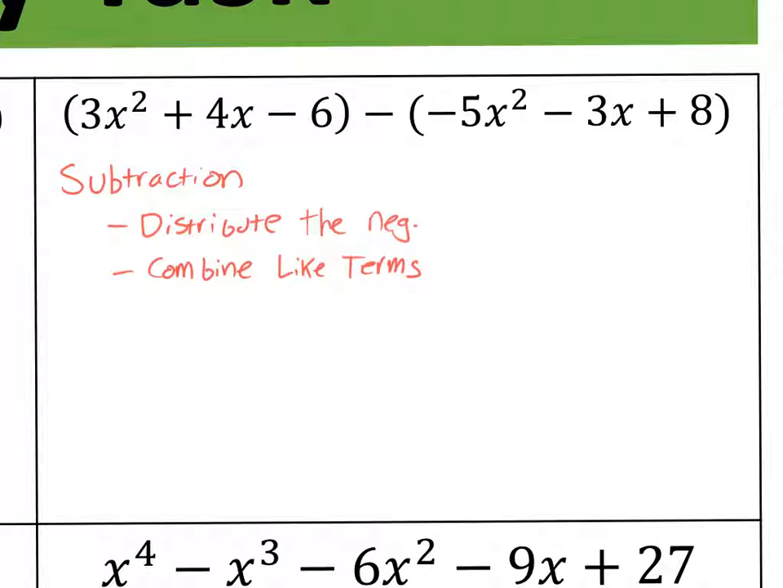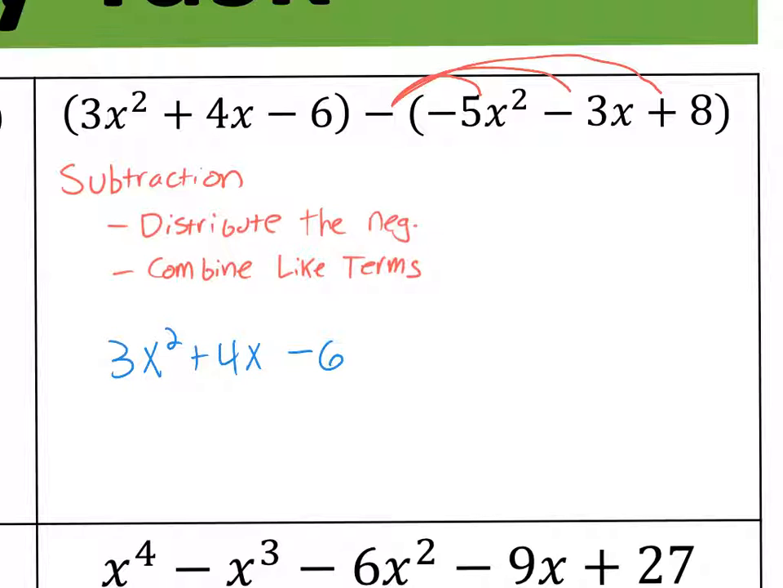So the first sequence, there's no negative that needs to be distributed, and so I can just take this. So I'm just going to rewrite 3x squared plus 4x minus 6. And then I'm going to start distributing. And I distribute that negative to everything in the parentheses behind it.